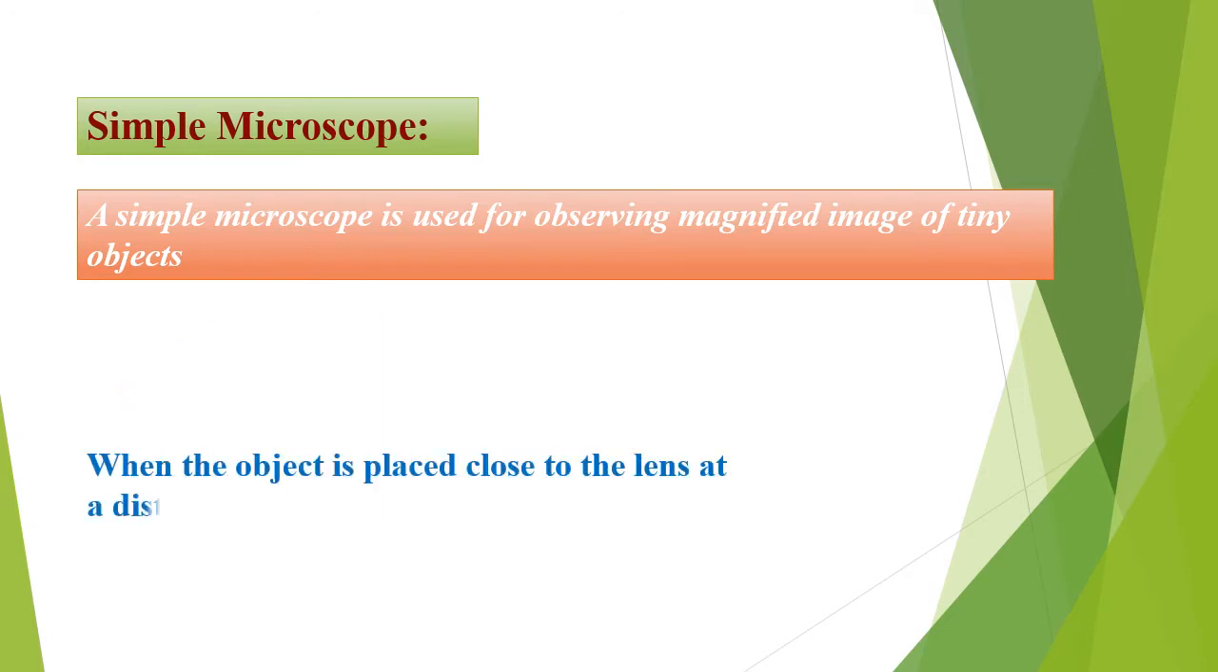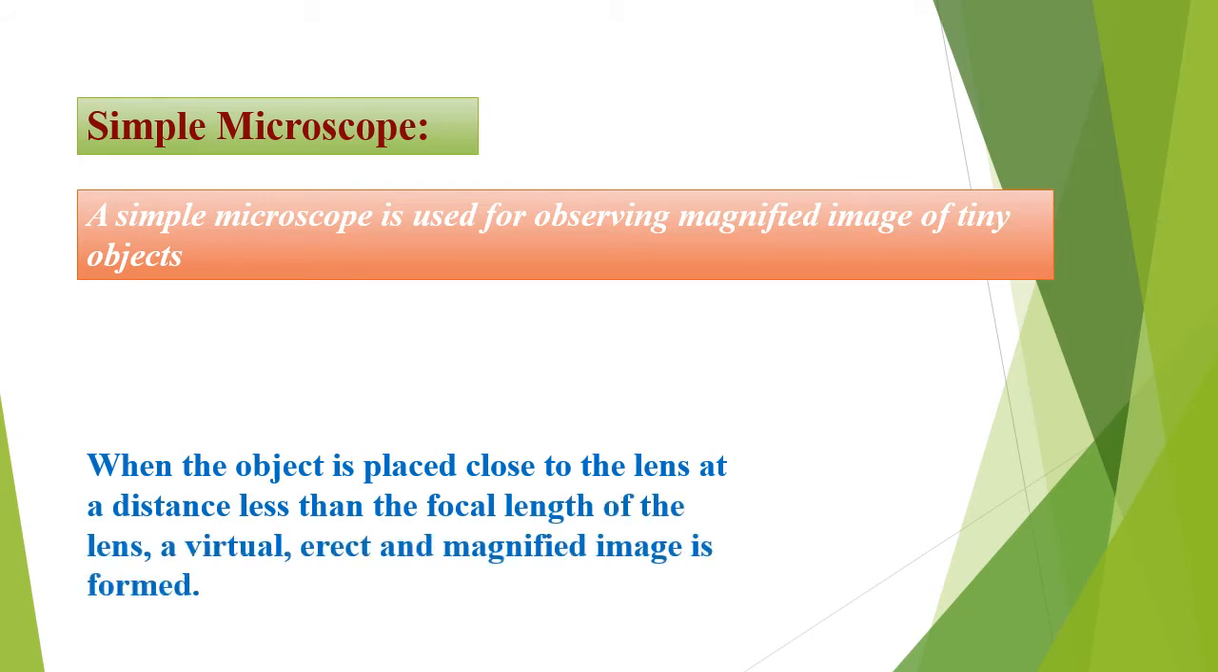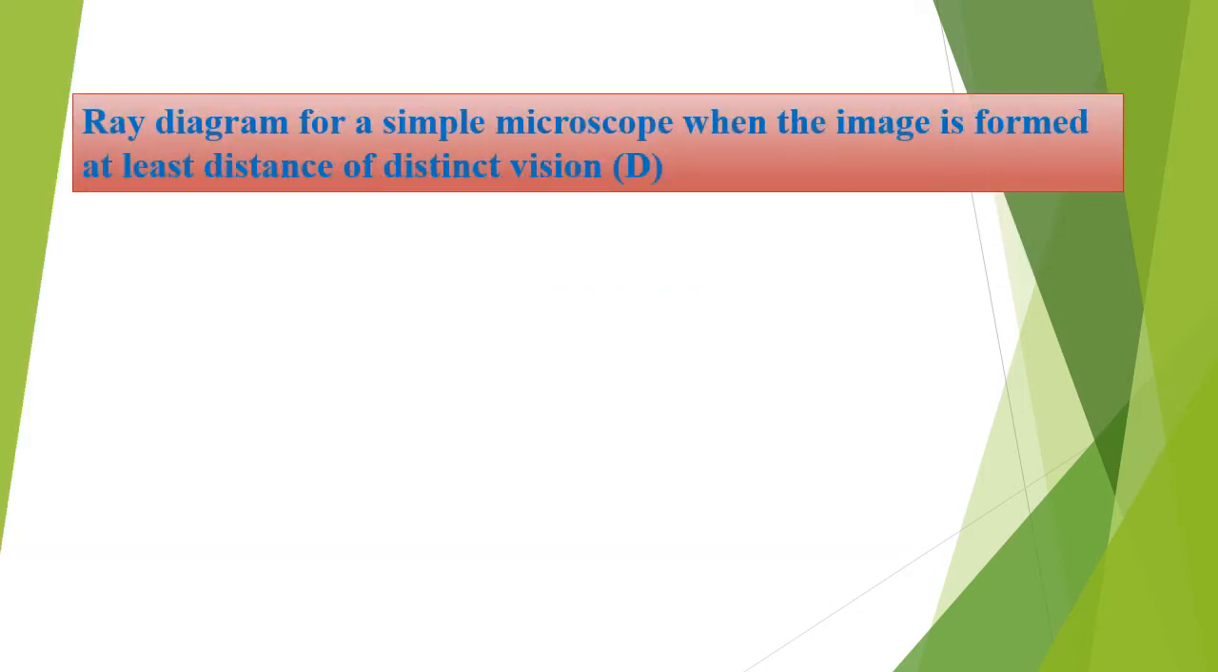When the object is placed closer to the lens, at a distance lesser than the focal length of the lens, a virtual, erect and magnified image is formed. In the image formation by the convex lens that you studied, if the object distance is less than the focal length, the virtual erect image is formed behind the object with a magnified value, right? Here is a ray diagram for the simple microscope when the image is formed at the least distance of distinct vision.